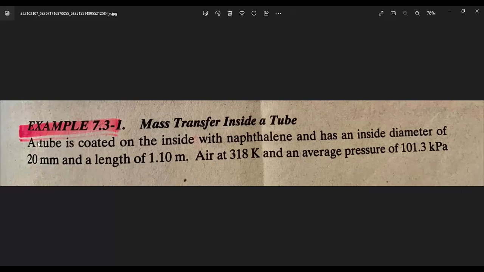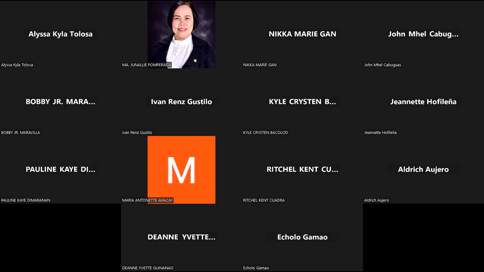So this time, your tube is coated with naphthalene and has an inside diameter of 20 mm and a length of 1.10 meters. Air at 318 Kelvin at an average pressure of 101.3 kilopascal is, I think, flowing through inside the tube. So I'll close this one. I'll go to the next part. Because not that one.